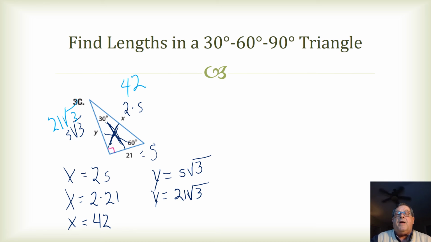So we've been able to find the lengths of the sides in 30, 60, 90 degree triangles using the 30, 60, 90 degree triangle theorem.